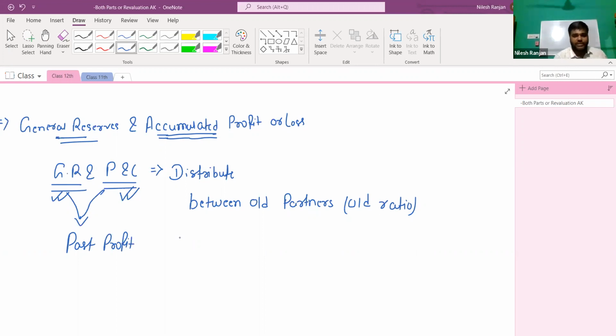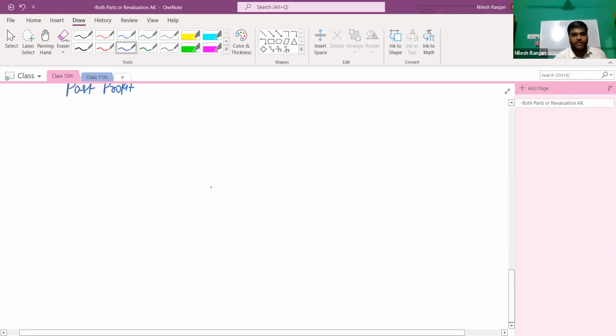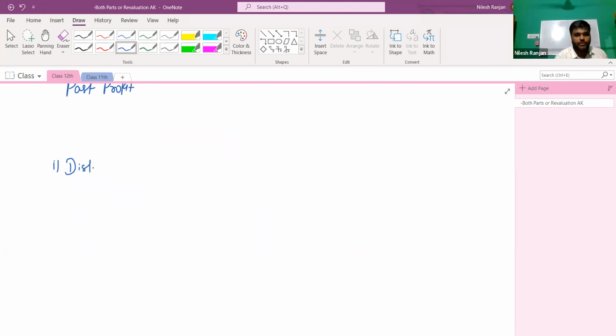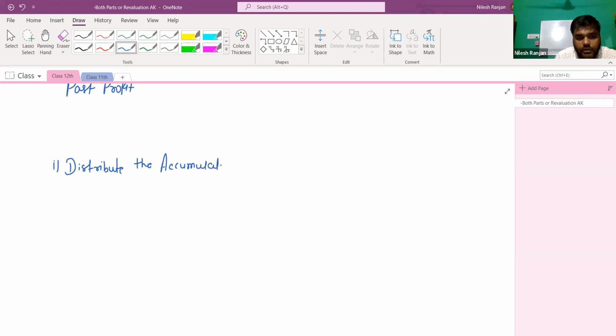Okay, so there are two cases. You have to understand these two cases. The first one is to distribute the accumulated profit.